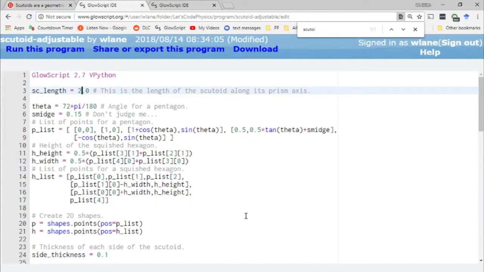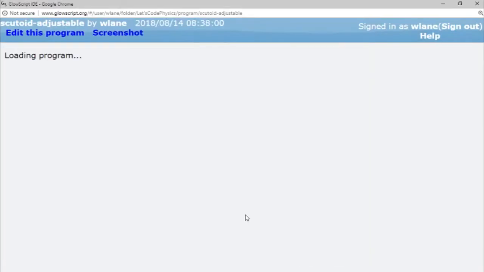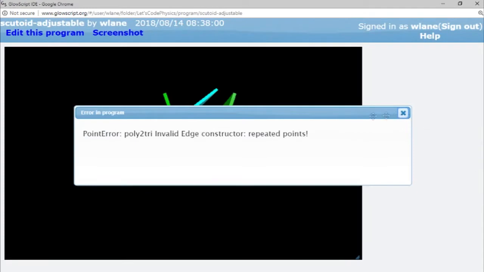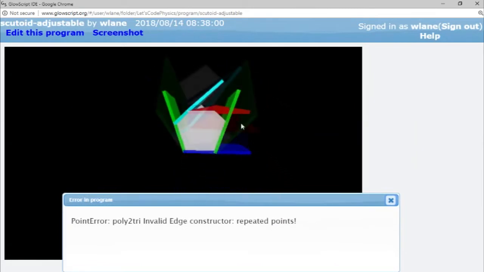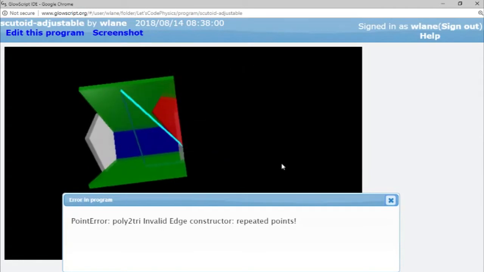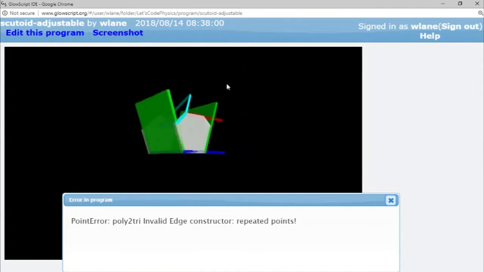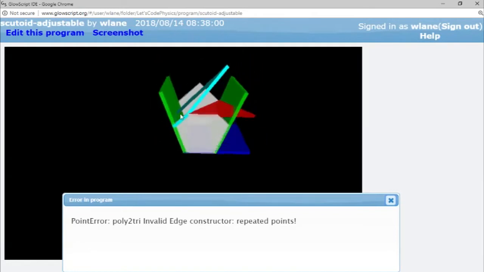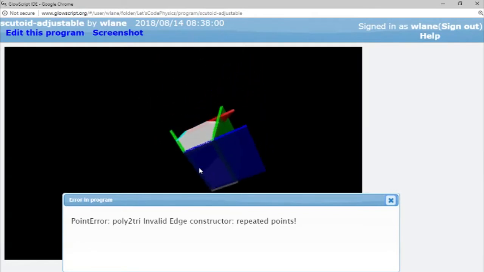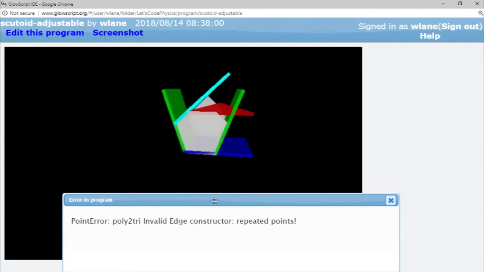Let's double the side length, the scutoid length. Control-2. Repeated points, invalid edge. Oh, goodness. That did not work at all. Okay, well, I don't have a problem quite everywhere. The good news is I have the correct separation between these two, because that looks like a length of 2. The problem is my blue everything is extending too far.